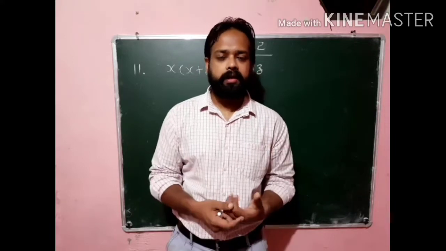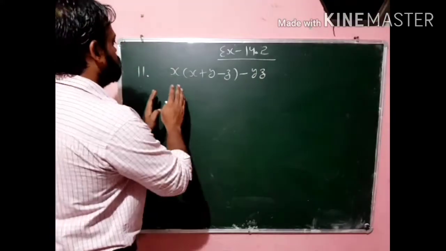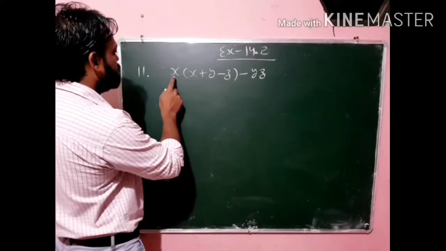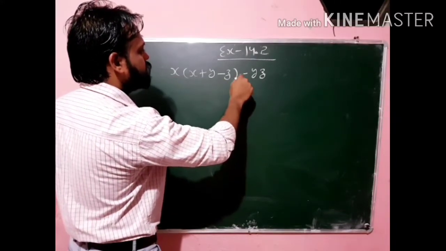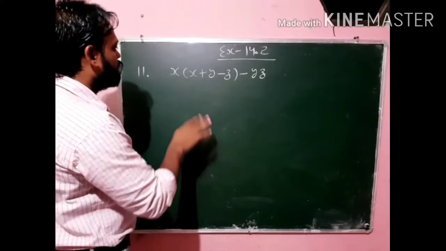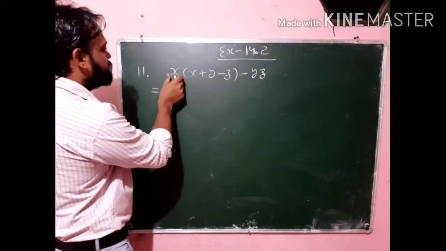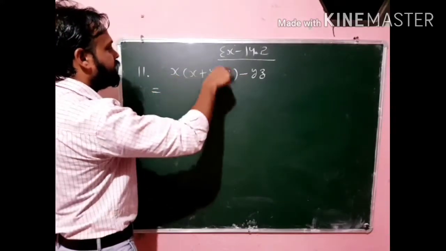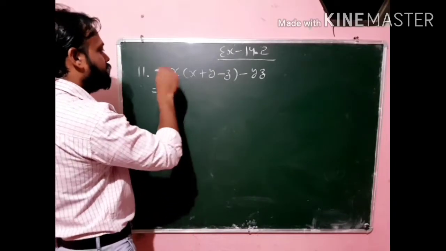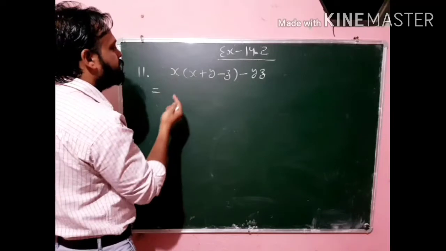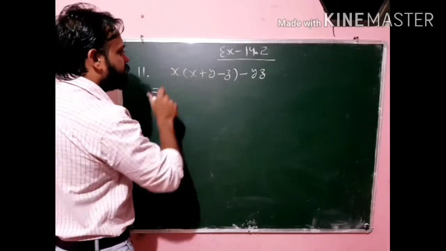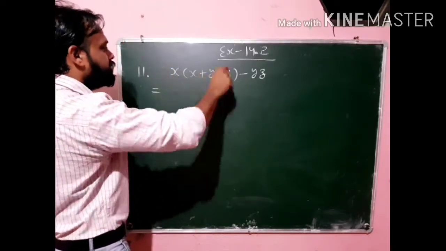Now see its 11th part. In this 11th part you can see x into (x plus y minus z), bracket closed, then minus yz. First of all we have to multiply this x with the whole bracket. You know that before solving the sum, if this kind of condition is given where we have to multiply the variable with the bracket, then we have to multiply it with each term.